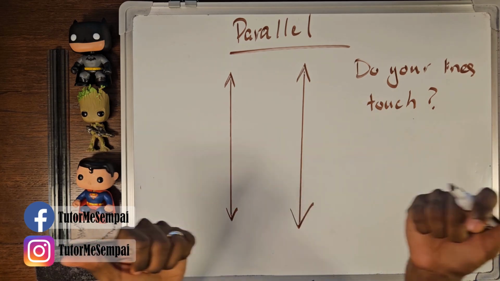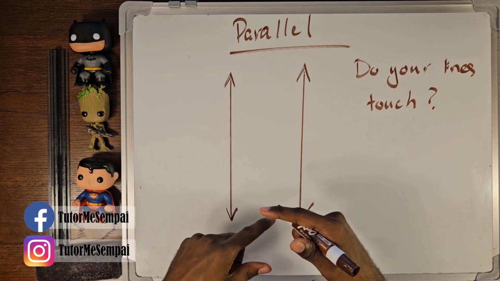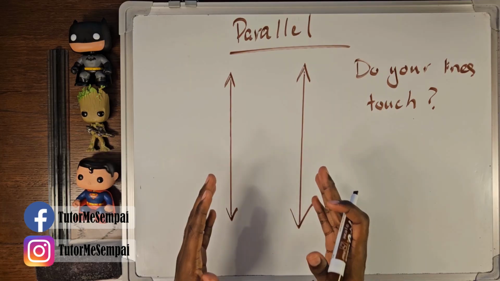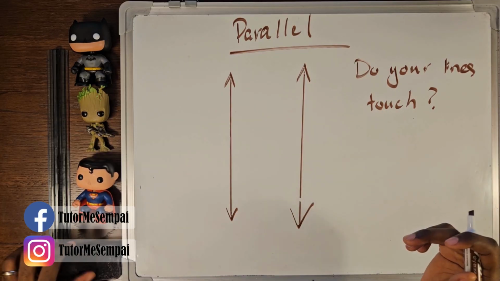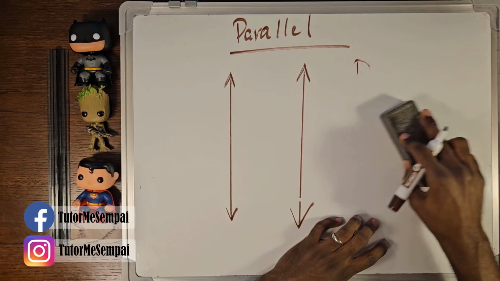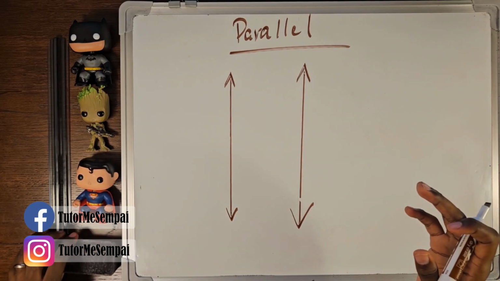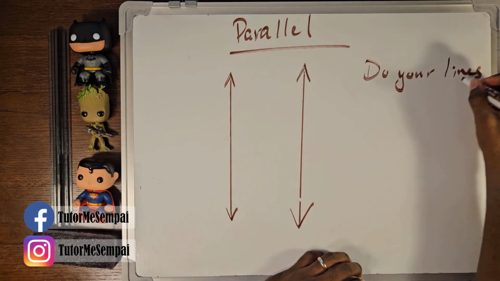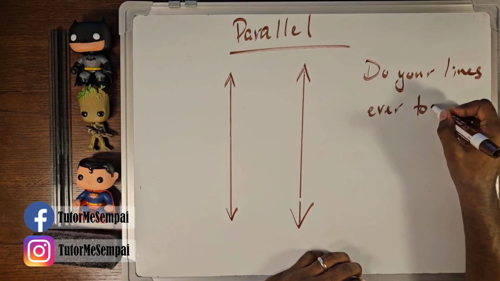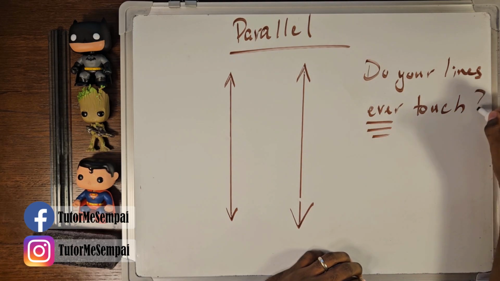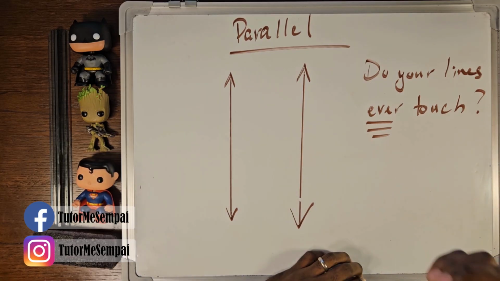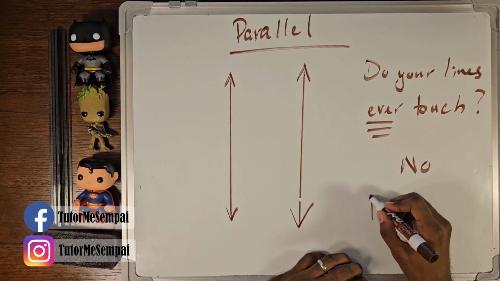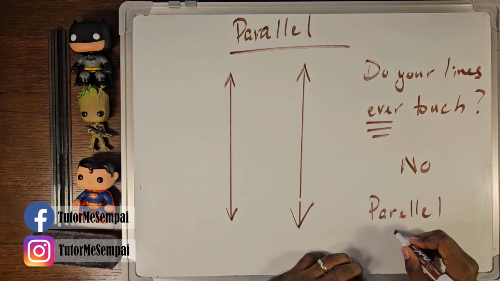Because remember, lines continue forever and ever and ever in both directions. So you don't want to stop just at this. They might not touch right now, but they may touch later. So instead of asking, do your lines touch? You want to know, do your lines ever touch? This right here is the key word. Do they ever touch? If your answer is no, then you have parallel lines.